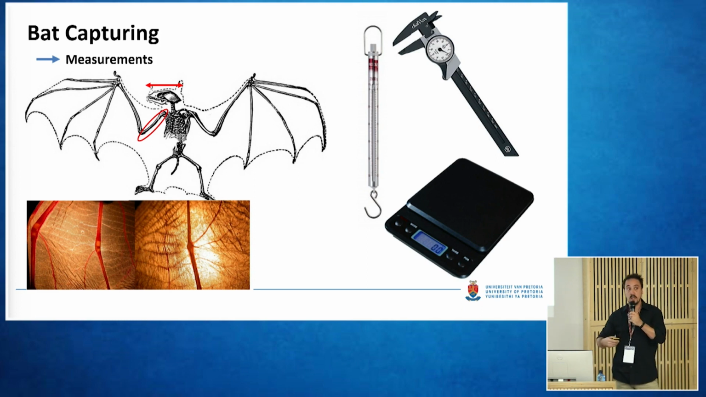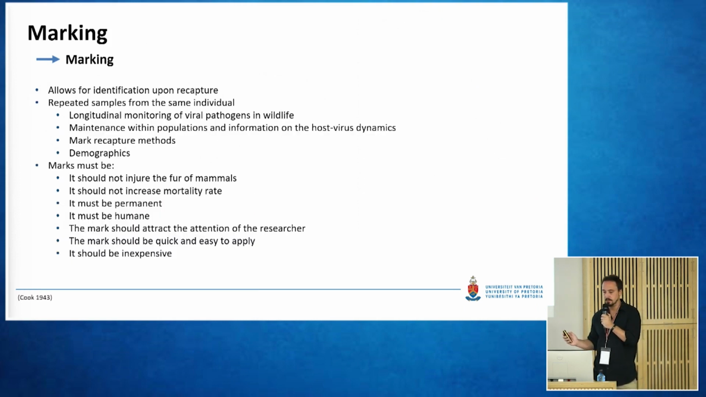With certain bats, like the fruit bats we work on, the Egyptian fruit bats, you can actually use the length of the forearm to determine the age. So a forearm length of above 89 millimeters, we consider to be an adult individual.